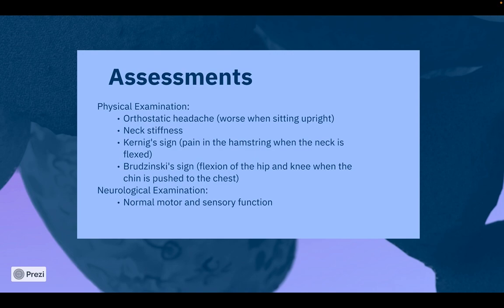So on physical exam, the patient had the following findings. We found that he had orthostatic headache, which was worse when sitting upright. He had neck stiffness. He had Kernig's sign, which is pain in the hamstring when the neck is flexed, and Brudzinski's sign, which is flexion of the hip and knee when the chin is pushed to the chest. But his neuro exam was normal.